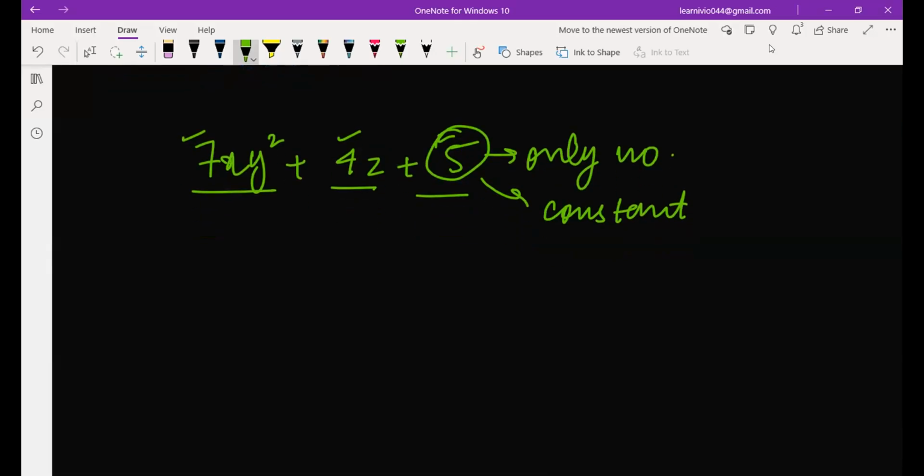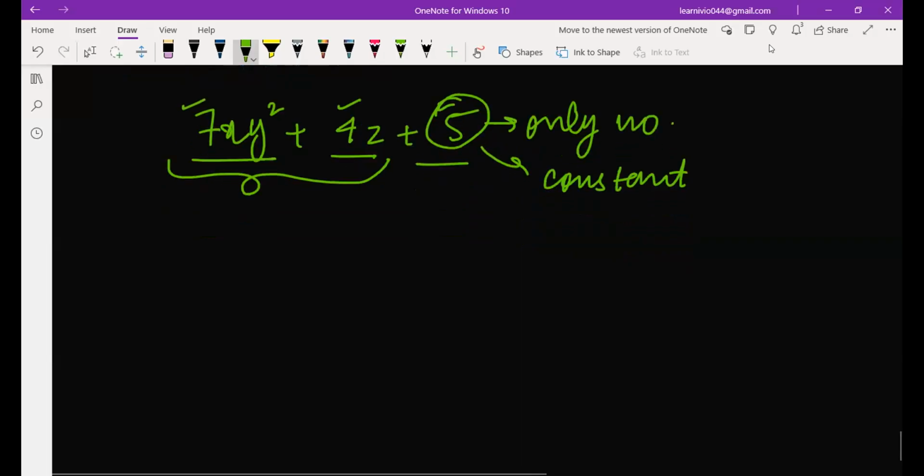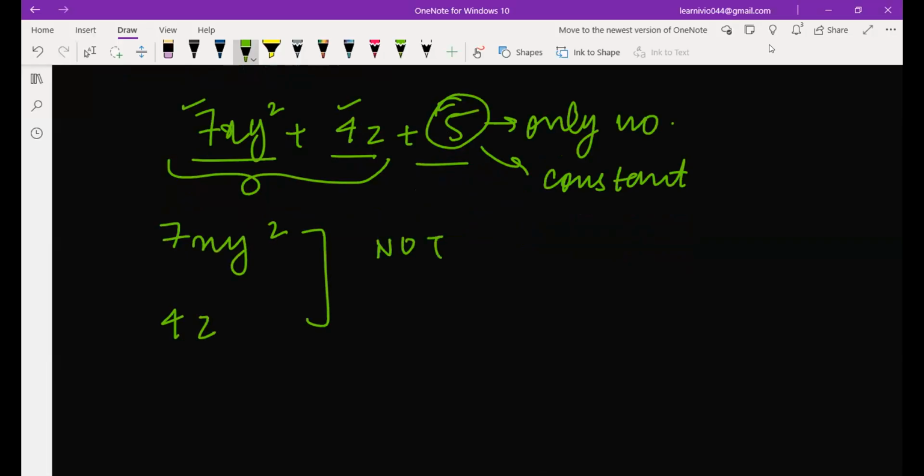So what are not constant over here? 7xy square and 4z are not constant. Now talking about the meaning of coefficient. I have 7xy square and 4z. These are not constant. Do you understand this much?